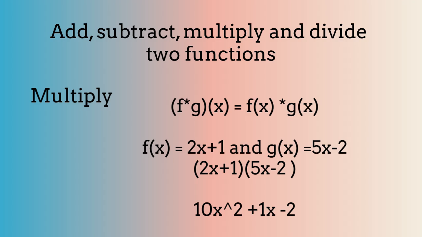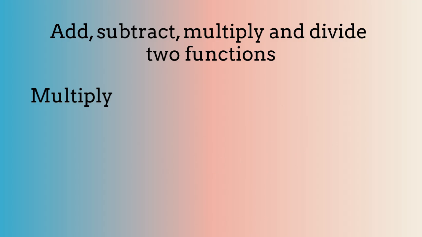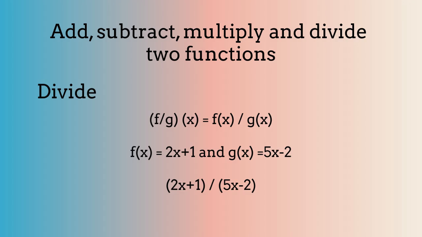Now when we're multiplying these functions, we want to make sure that we FOIL them and get the correct answer. But again, all we're doing is taking the f of x and multiplying it by the g of x and plugging in the x. That's a very important part here. And then when you divide, you're going to do the same thing again. You're just going to plug in what f of x is.